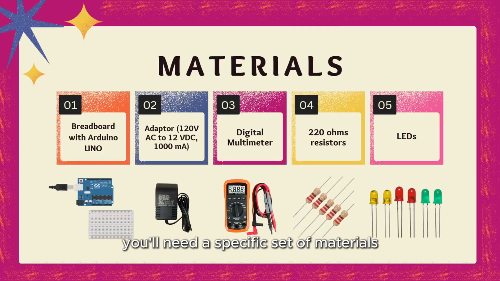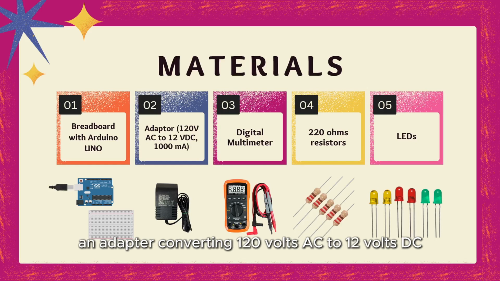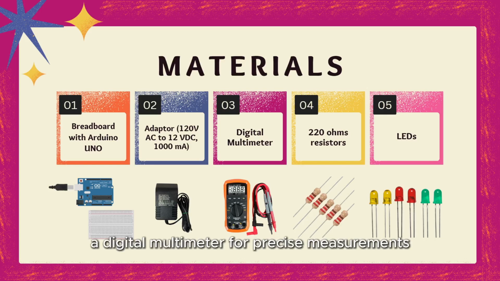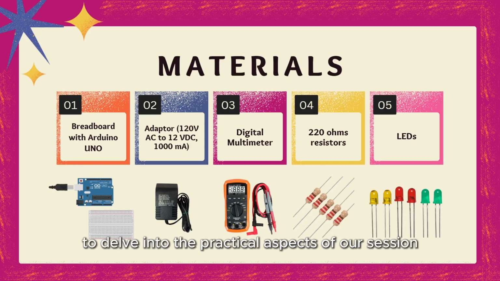For this laboratory session, you'll need a specific set of materials to ensure smooth experimentation. These include a breadboard with an Arduino Uno, an adapter converting 120 volts AC to 12 volts DC with a capacity of 1000 mA, a digital multimeter for precise measurements, and 220 ohm resistors paired with LEDs. With these materials at hand, you'll be well equipped to delve into the practical aspects of our session.